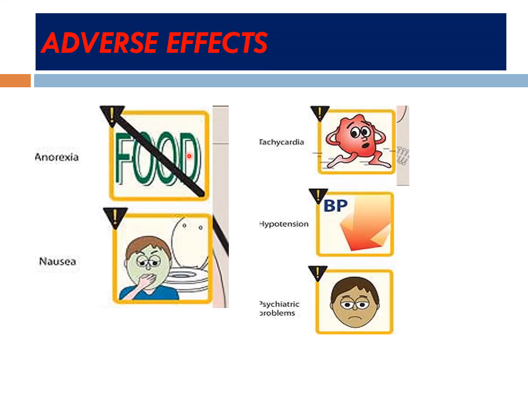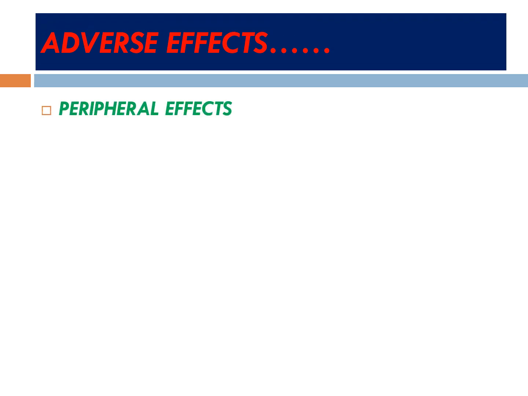It can be related to the peripheral metabolization of levodopa, which causes anorexia, nausea, tachycardia, hypotension, and psychiatric problems, in which we'll be discussing in detail what effects it can cause in the CNS. So we categorize the adverse effects into two: peripheral effects and CNS effects.